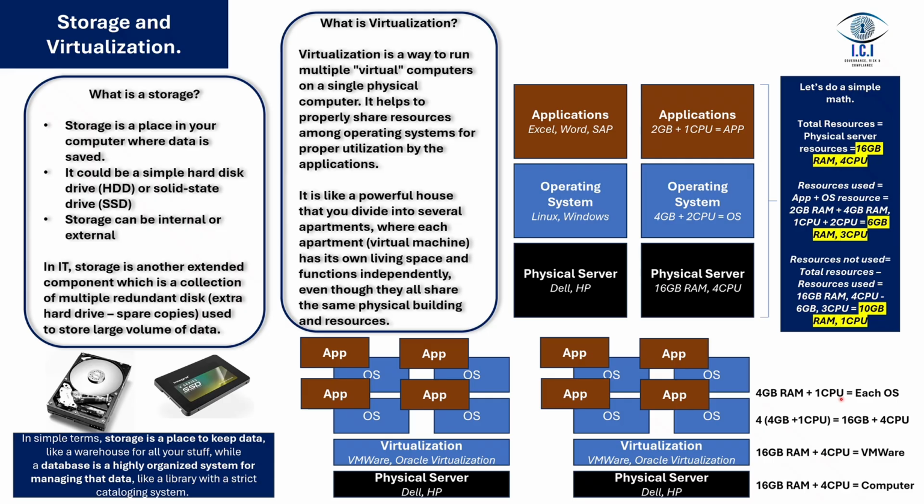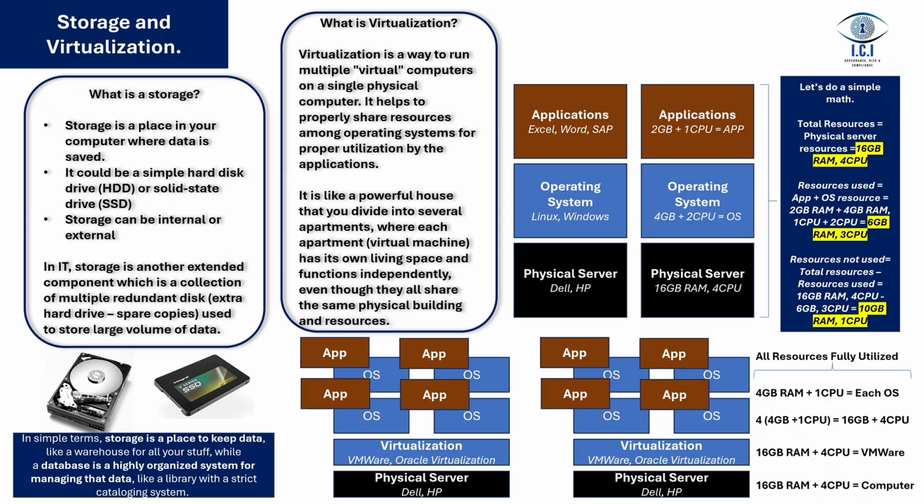So now if you multiply 4 times, in brackets, 4 gig RAM plus 1 CPU, what do you have? 16 gig RAM plus 4 CPU. This is what virtualization can help you achieve. Without virtualization, you cannot properly utilize the full capacity of your machine as displayed here. So this is just it, and you can see all resources fully utilized through the help of virtualization.